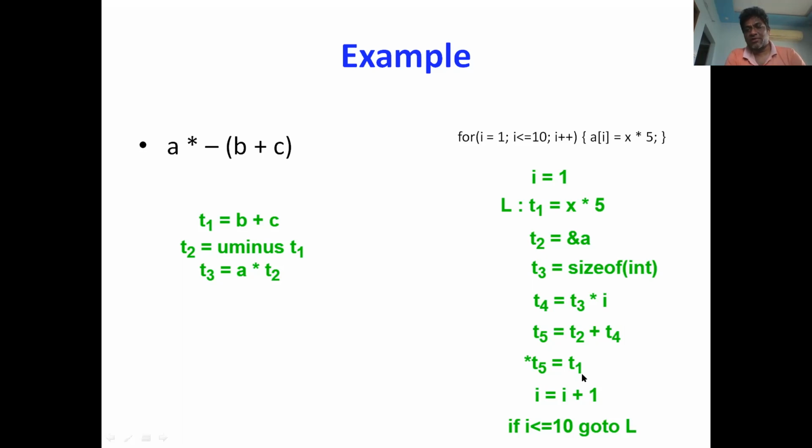Star T5 is equal to T1. Okay, so you will assign that T1, which is x into 5, into the star T5. And then increment the I value by 1. So if I is less than or equal to 10, then go to L. The loop repeats. So this is how we can convert the loops into three address instructions. Okay, so you need to practice this kind of examples because in examination it will be asked to represent the given control expression in the form of three address codes. So you practice these two examples more times.